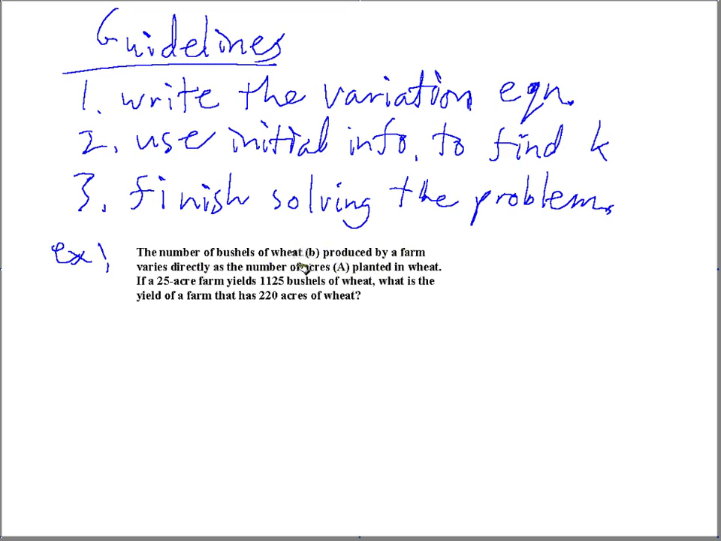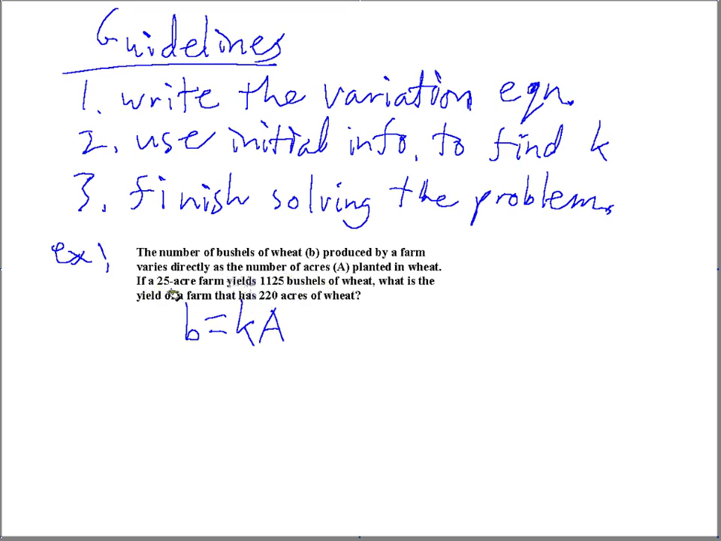Direct variation, so this will be my y, this will be my x. So the equation we're looking for is B equal to some constant k times A, the number of acres planted in wheat. Now let's use the initial information. The second part is to find k.